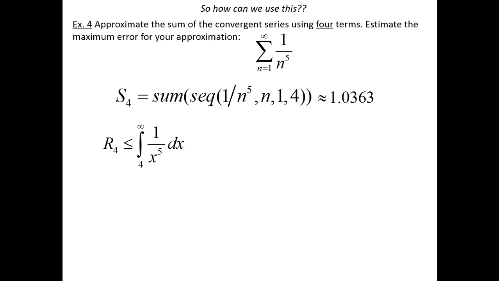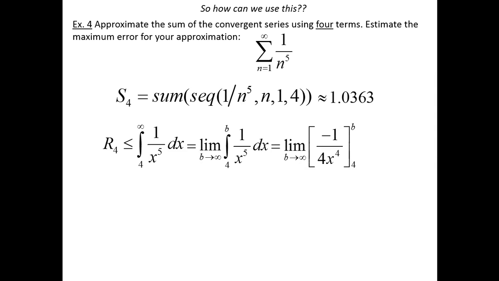So we're going to evaluate this improper integral just like we always have. We're going to write this as the limit as b goes to infinity from 4 to b. We're going to find the antiderivative. If we apply the fundamental theorem of calculus, we're going to have negative 1 over 4b to the 4th minus negative 1 over 4 times 4 to the 4th. And that first term would zero out because b goes to infinity, and it's going to leave me with this value.